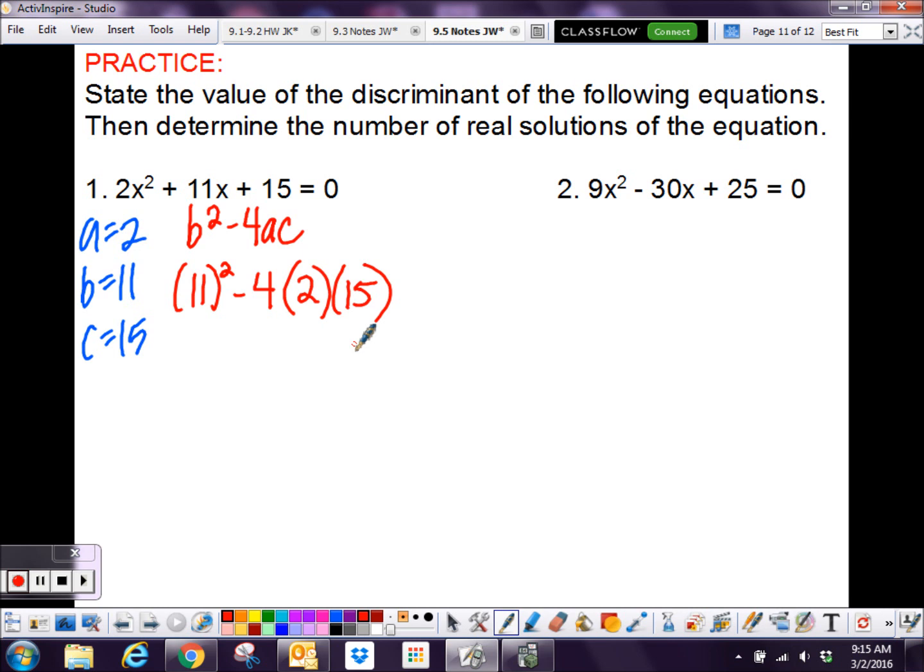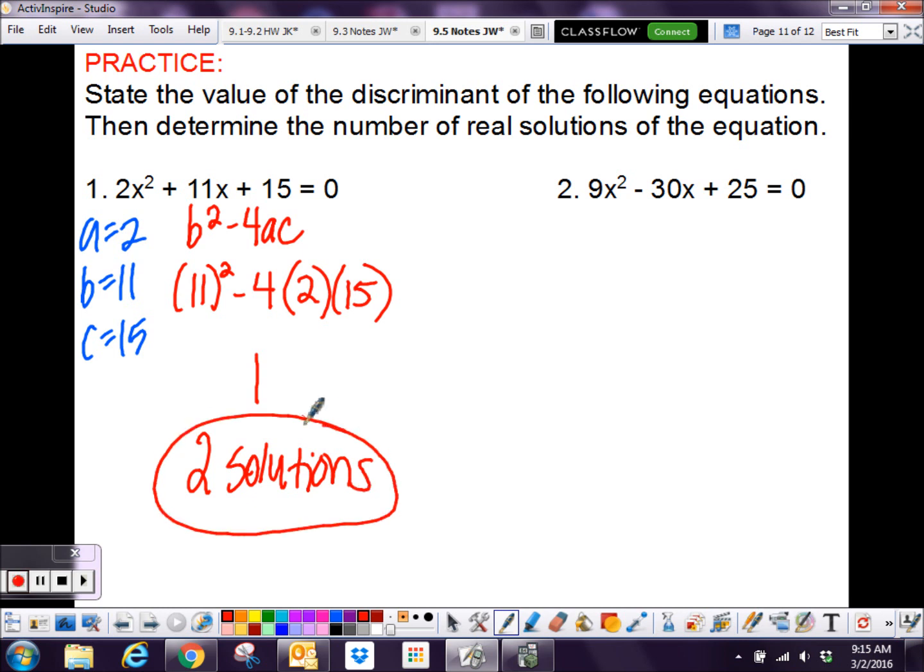Okay, once you plug that in your calculator, you should end up with 1, because it was 121 minus 120. Okay, and when it's positive, look back at that one slide. If it's positive, that means there's 2 solutions. Okay, just remember this stuff. If you don't remember it, just type that equation in. But you might see a question that gave you the discriminant, and you have to say, is it no solution, 1 solution, or 2 solutions? So you really do need to know it.